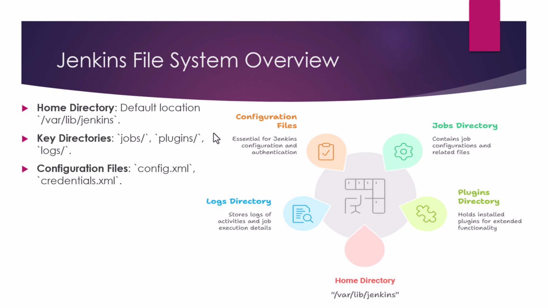And the next is configuration files. Files like config.xml and credentials.xml are essential for Jenkins configuration. Config.xml stores job configurations while credentials.xml contains credentials for authentication. These directories and files are the backbone of Jenkins operations, and understanding them can help you to manage Jenkins more effectively.